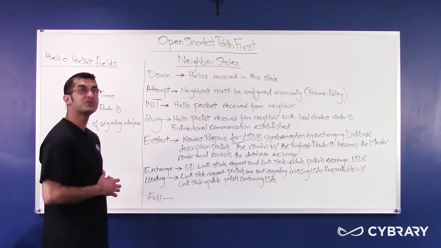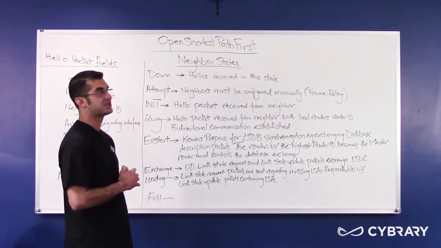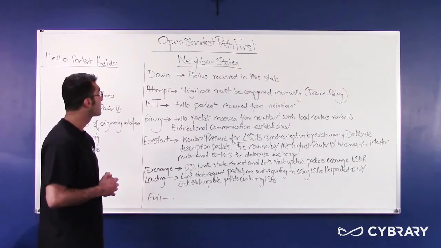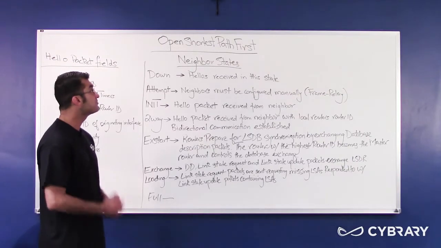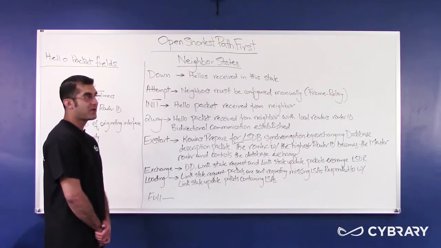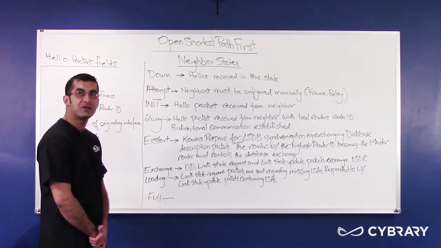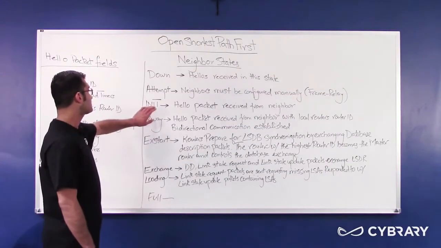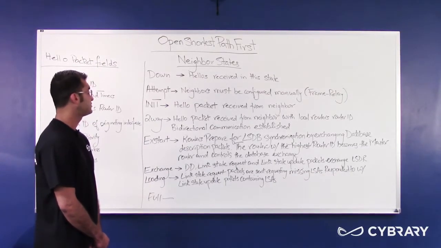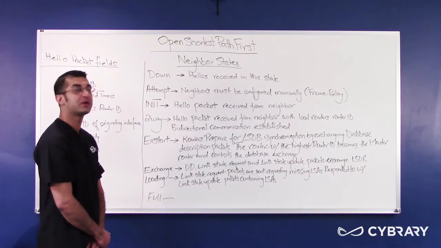Then the routers transition to the attempt state. Now the attempt state is only seen in non-broadcast multi-access networks like frame relay, which we will tackle later. So, in the attempt state, neighbors must be configured manually with the neighbor command. However, OSPF over frame relay is not part of CCNA, but I will attempt to show you the neighbor command. Next, we move on to the init state, which means that the hello packet has been received from the opposite side or from a neighboring device.